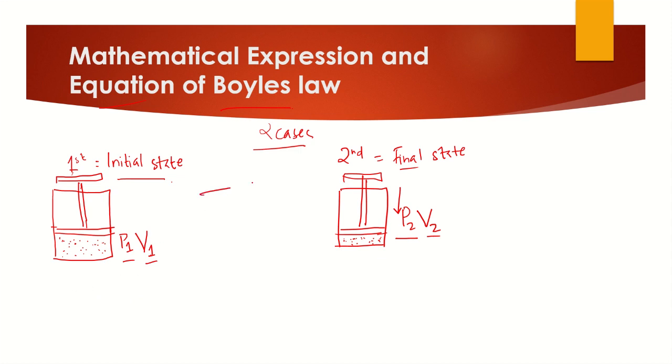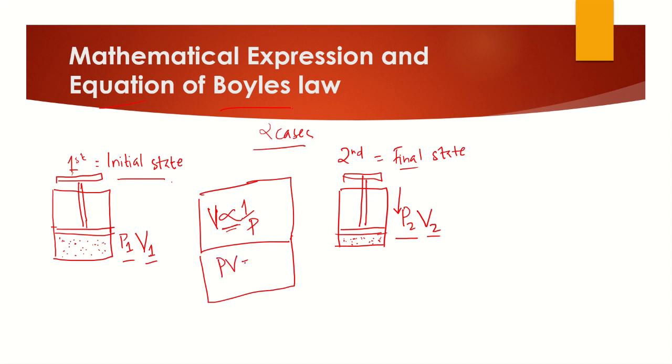So initially, from the Boyle's law, we got this expression where volume is inversely proportional to pressure. To remove the proportionality, by multiplying the right hand side with a constant K, we got this expression PV is equal to K. So now let us apply this expression to the initial state and also to our final state.